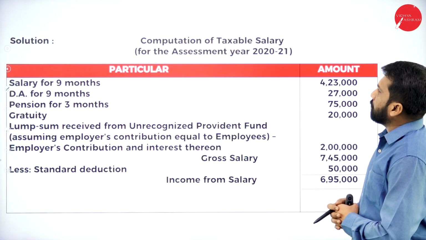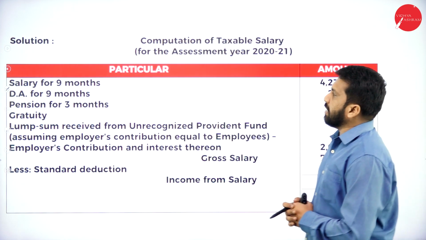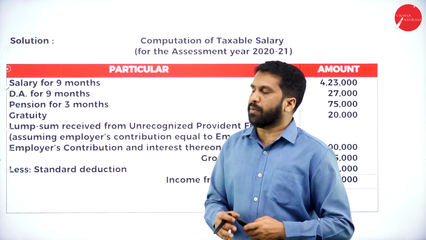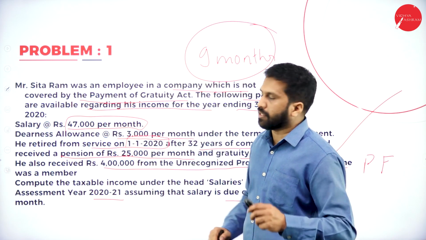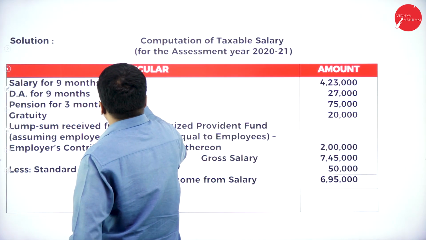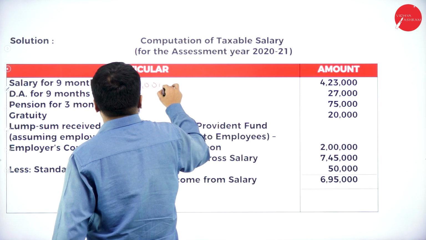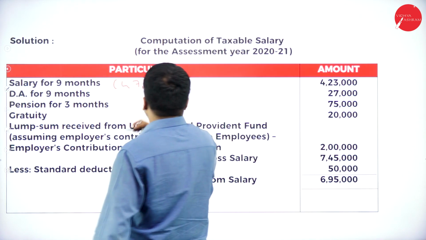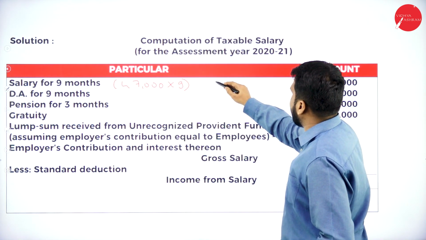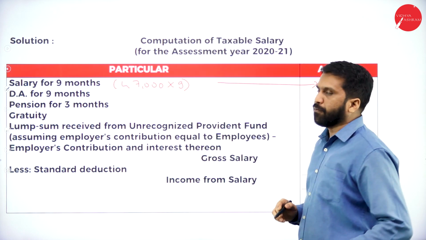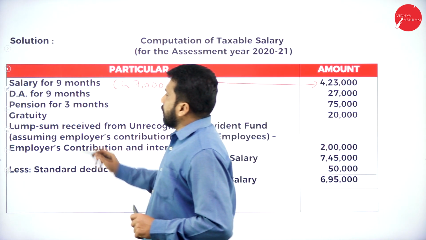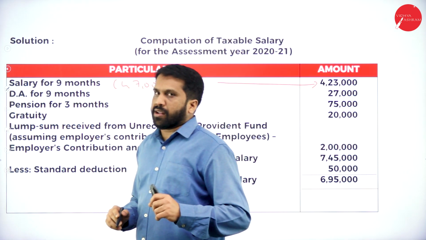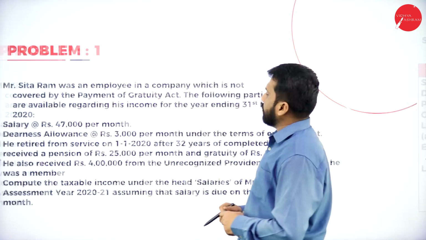Now, computation of taxable salary. Salary for 9 months. I'll go back to the question. What is the salary he received? 47,000, multiplied by 9 months. So what is his salary? His salary is 4,23,000. Then DA allowance for 9 months. What is the DA allowance he received?